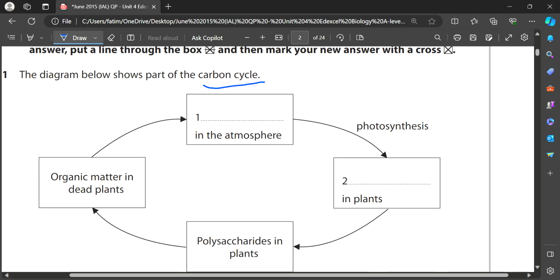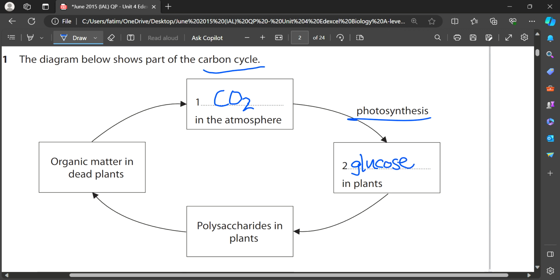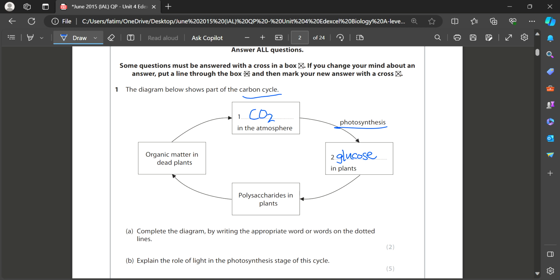So over here we know that it's going to be carbon dioxide in the atmosphere. I was just gonna write that down like that. Carbon dioxide, just like that. And then over here in plants, it's obviously as an energy store. So I would say glucose, because that's how it's made by photosynthesis. It turns into glucose. And then that's just 2 marks over there.